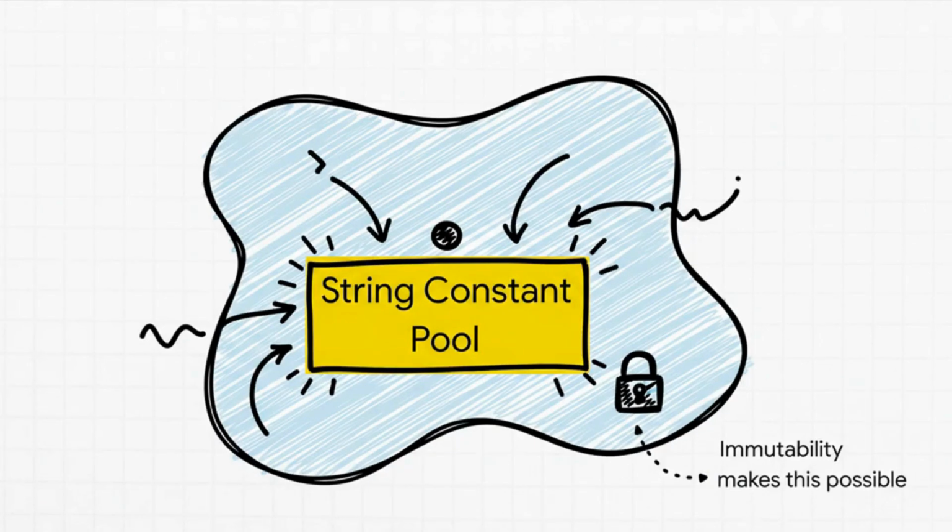Okay, so if we're constantly making new objects, you're probably thinking, wait, isn't that incredibly inefficient? And it would be. But Java has this really clever optimization that comes directly from this whole immutability thing. It's a special little area in memory called the string constant pool. And this is a lifesaver in big applications where you see the same text again and again. Think status codes, user roles, that kind of thing. The pool makes sure those duplicates only ever exist once in memory.